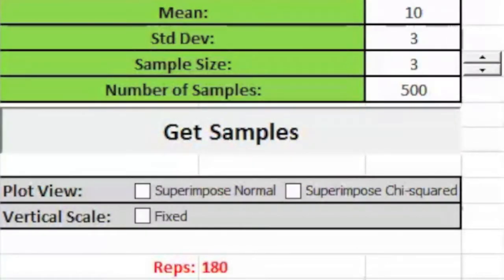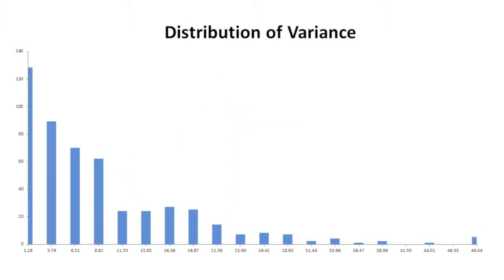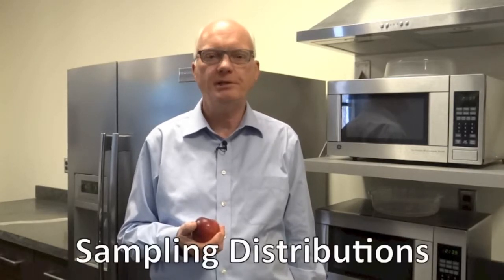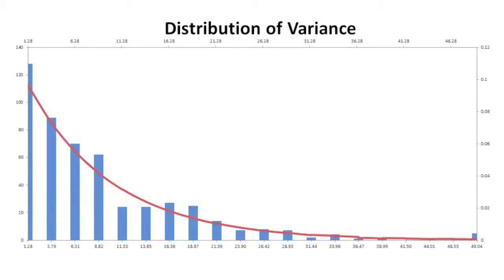Sometimes the spreadsheet takes a while to run, and this window lets you monitor progress of the simulation. The spreadsheet generates histograms for the means and variances that it calculates. These histograms and any equations that we might find to describe them are called sampling distributions. The mean looks like it is normally distributed, but the variance is visibly skewed.